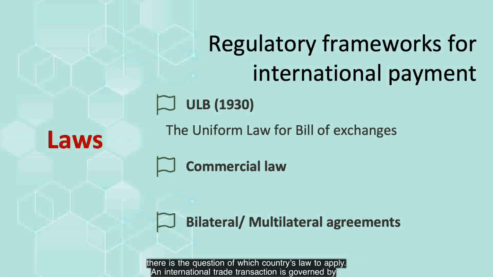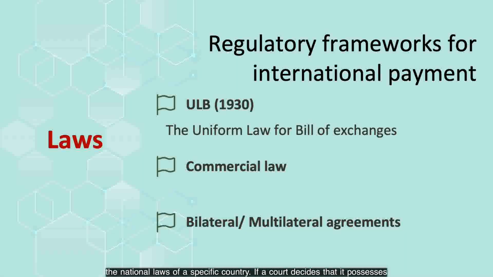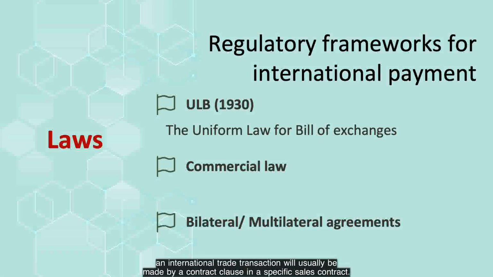An international trade transaction is governed by the national laws of a specific country. If a court decides that it possesses jurisdiction in an international dispute, then a further question, concerning the choice of law, must be considered. First, the choice of governing law in an international trade transaction will usually be made by a contract clause in a specific sales contract.